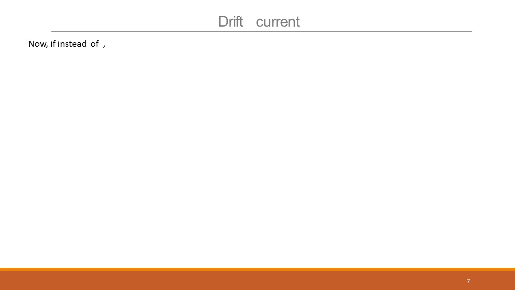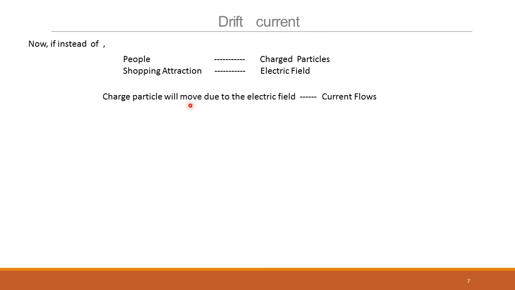So instead of people on a shopping street, now let's assume we have the people replaced by charged particles and the shopping attraction by an electric field. So coming from the shopping example to our area of interest, it is charged particles in the presence of an electric field. Charged particles will move due to the electric field, and when a charged particle moves, we've seen that a current flows.